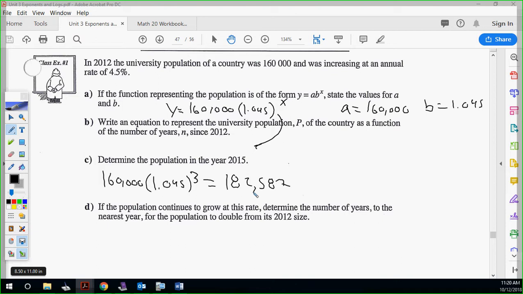And if the population continues to grow at this rate, determine the number of years to the nearest year for the population to double from 2012 size. So we want to double. So this is where we're going to do that work. We go 320,000 would be double, equals 160,000 times 1.045 to the x. And then it's going to be the work we already did in the previous lesson. You divide by the 160,000, so that's 2. And then we'll convert to exponential or logarithmic form, right? So 2 equals 1.045 to the x.